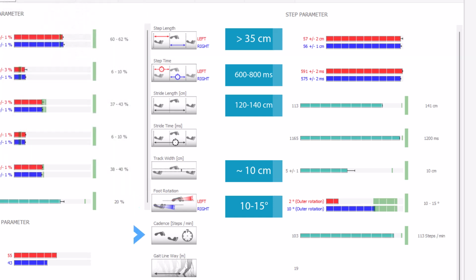The cadence is commonly assumed to be a global parameter influenced by the outcome of all present gait restrictions. In case of insufficient muscular or coordinative capacities, the number of steps that can be taken within 1 minute is reduced. In the neurological field, it is not uncommon to observe cadences lower than 50 steps per minute. But beware, in a treadmill situation, the set treadmill pace also has a major impact on cadence.